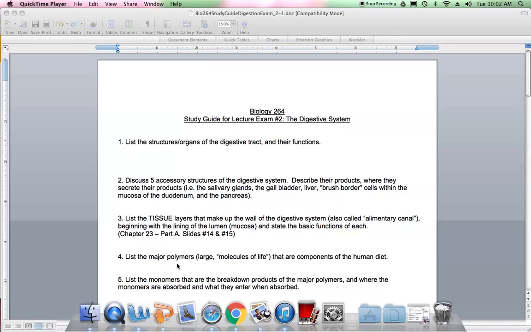Number 4, these are the major polymers or molecules of life, sometimes referred to as biological molecules, that are discussed generally in a fundamentals of biology course. That's a prerequisite for taking anatomy and physiology. I do review these at the very beginning of A&P 1 or Bio 263. Remember, they are the carbohydrates, proteins, lipids, and nucleic acids. 3 out of 4 of those are actually food groups.